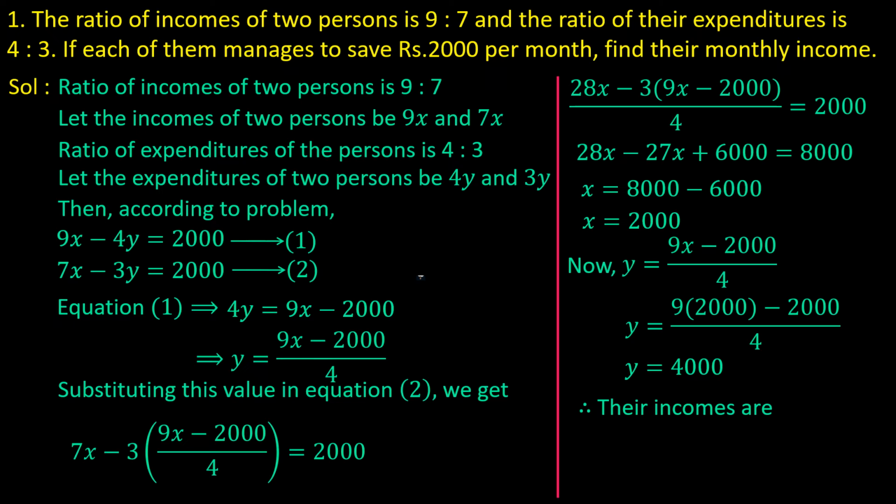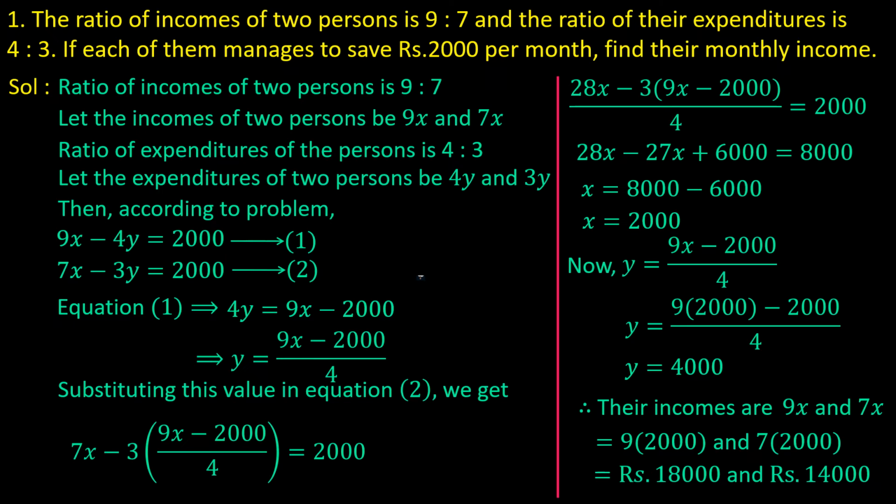So their incomes are 9x and 7x, that is 9 into 2000 and 7 into 2000, because x equal to 2000. So that is 18,000 rupees and 14,000 rupees. So the incomes of the persons are 18,000 rupees and 14,000 rupees. Actually here there is no need to find the value of y, but we are finding the value of y also here.